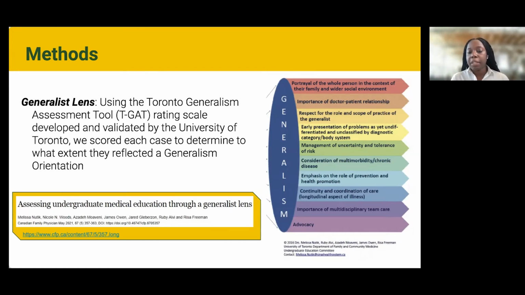We look to see if there was any emphasis on the role of prevention and health promotion throughout cases. And then also just looking to see if there was that multidisciplinary team care that we mentioned as an important aspect of generalism. And lastly, also looking at advocacy. Can I get the next slide, please?